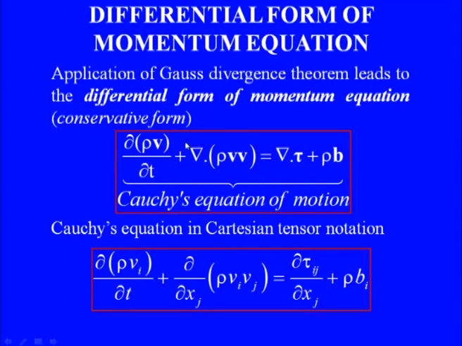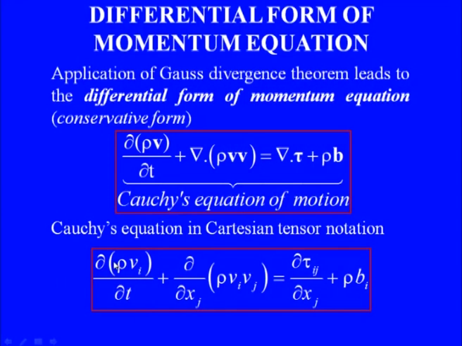Now we can also write this equation in expanded forms in a specified coordinate system. Let us have a look at the form in Cartesian tensor notation. This compact form in tensor notation would be del by del t of rho vi plus del over del xj of rho vi vj is equal to del tau ij over del xj plus rho bi. This equation gives us the momentum equation for the ith component of velocity. Please remember, this equation of motion is a vector equation, so it essentially represents a set of 3 equations.